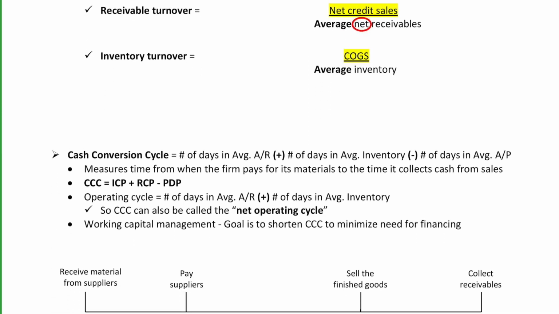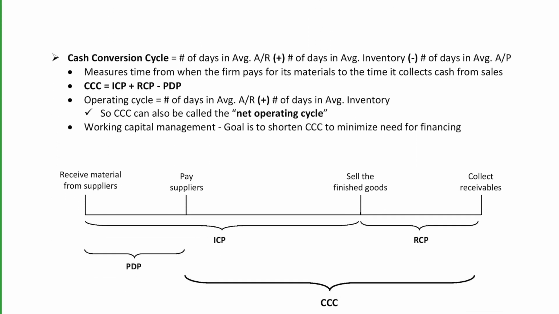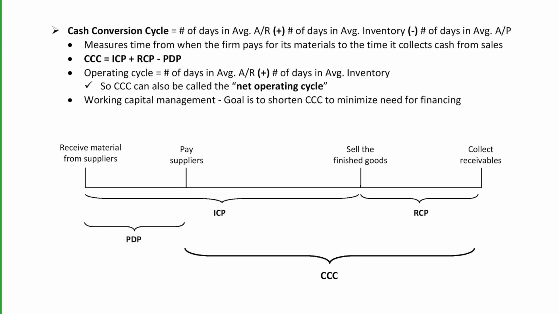Now on the second part of this page, let's look at the cash conversion cycle. So you have a timeline there where it starts with receiving materials from suppliers. So the journal entry in that case would be debit inventory and credit accounts payable. You can write A/P. Then you pay your suppliers. So write debit A/P, accounts payable, and credit cash.